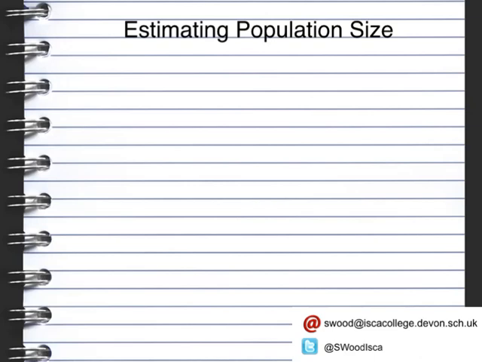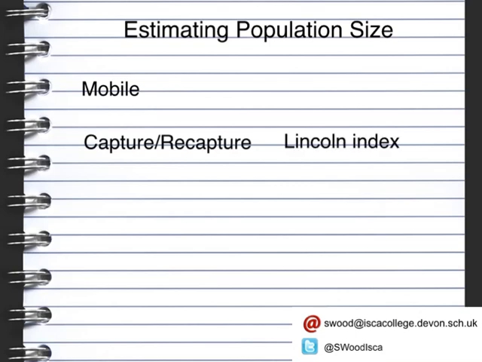Now obviously estimating population sizes is very difficult because animals can be very mobile. So to try and prevent this, what you can do is use the capture-recapture technique, which is sometimes called the Lincoln index. Now when you do this, you need to follow a couple of guidelines.